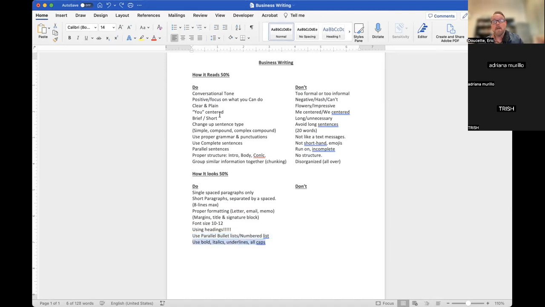Make sure they're parallel. What I mean by that is a bullet list should always be capitalized. It should usually use the same kind of first word. So if the first word is a noun, then they should all be nouns for every first word. If it's a bullet list where the first one is a verb, make them all verbs. They should all be similar. And you should only use a numbered list when there's a process or steps to follow. Other than that, always use a bullet list.